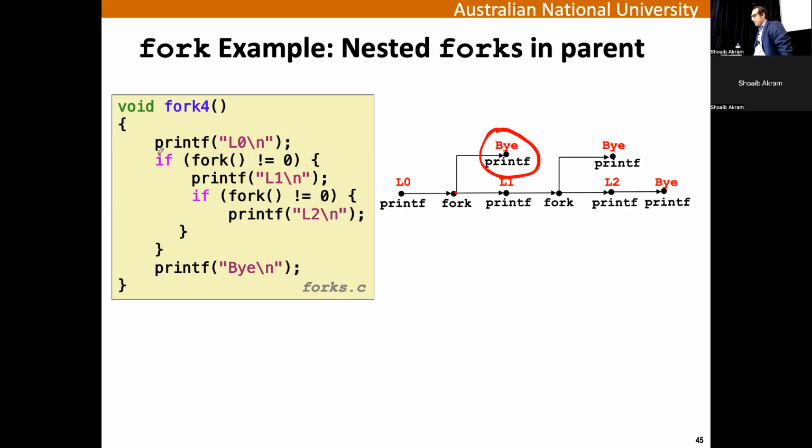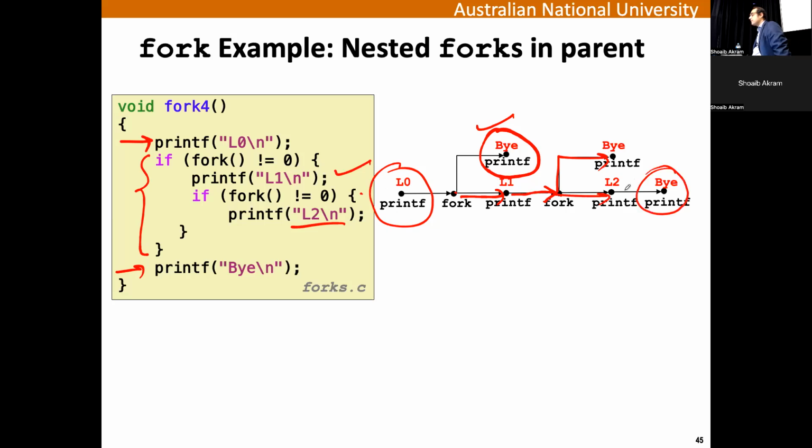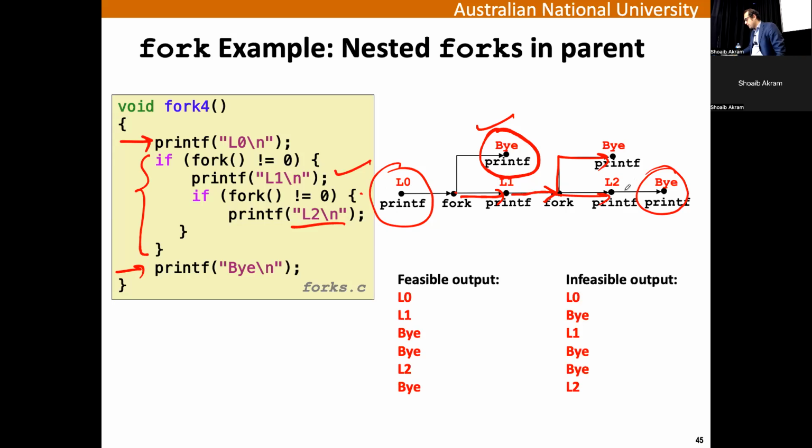So this is a parent. The child will skip all this and print "bye". Now the parent will print L1 and the parent does another fork. And once again, the child prints "bye" and the parent prints L2. And finally, the parent also prints "bye". So visible output, invisible output.